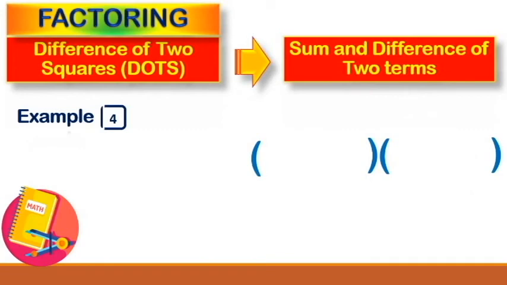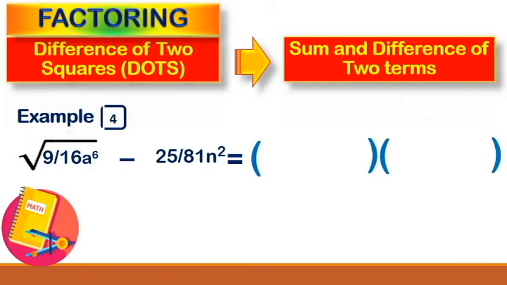Example number 4. We're going to get the factors of 9 over 16 a to the 6 minus 25 over 81 n squared. So what are we going to do? We're going to get the square root of 9 over 16 a to the 6. So the square root of 9 is 3, the square root of 16 is 4, the square root of a to the 6 is a cubed. So we have 3/4 a cubed, since 3/4 a cubed times 3/4 a cubed equals 9 over 16 a to the 6.